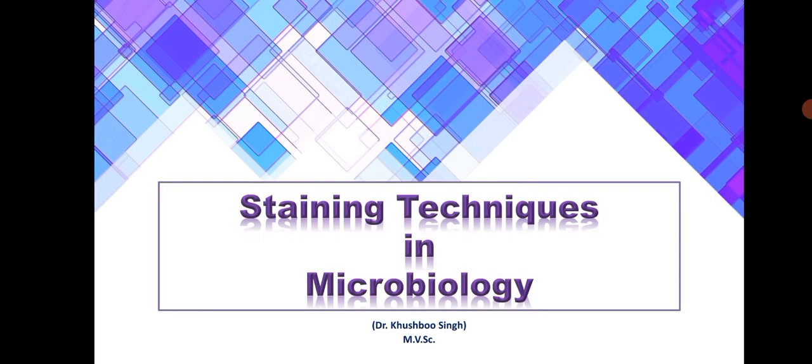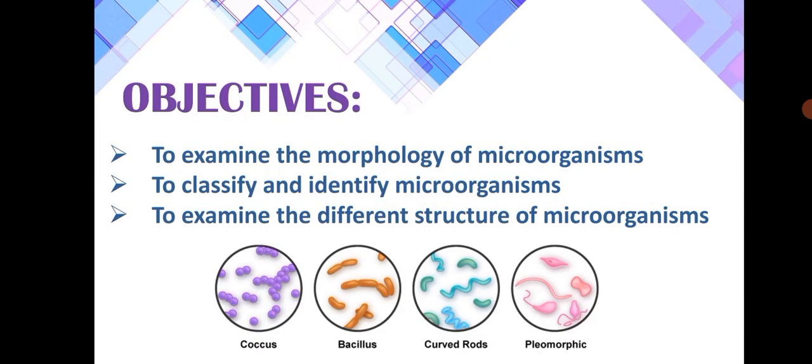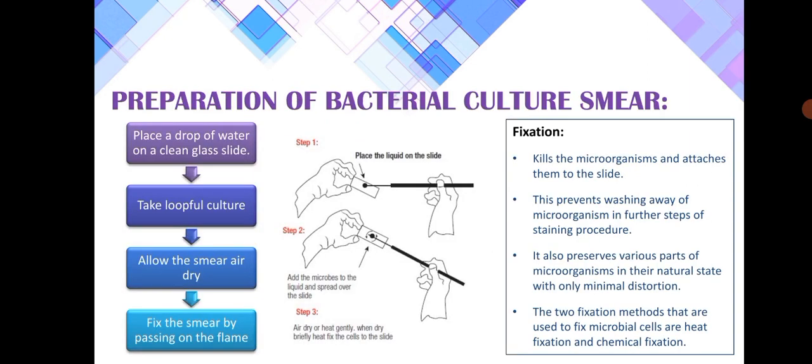Staining techniques in microbiology. Objectives are to examine the morphology of microorganisms, to classify and identify microorganisms, and to examine the different structure of microorganisms. The primary process of any staining procedure is the preparation of bacterial culture smear.